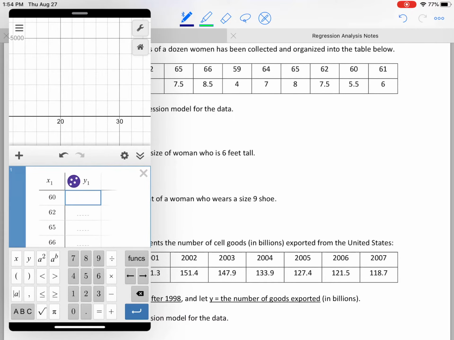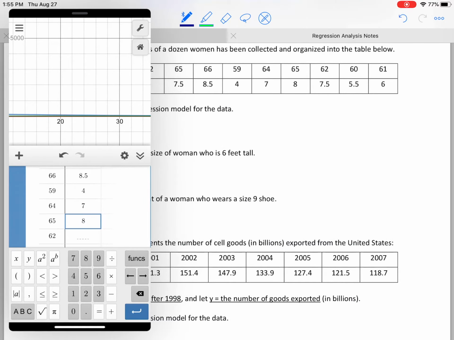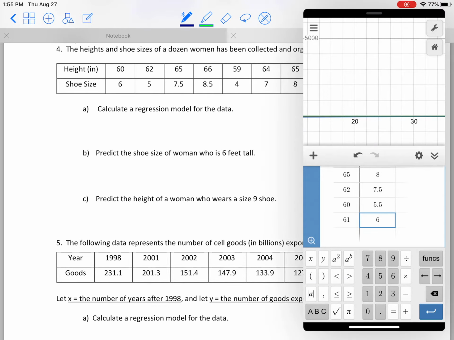Okay, I now move my calculator again. 6, 5, I can't imagine having feet that small. 7.5, not that I have huge feet, I'm like a 7.5, just wanted to throw that out there. 8.5, nobody cares. 4, 7, 8, and then 7.5, 5.5, and 6. Okay, so now we've got all of our data in there.